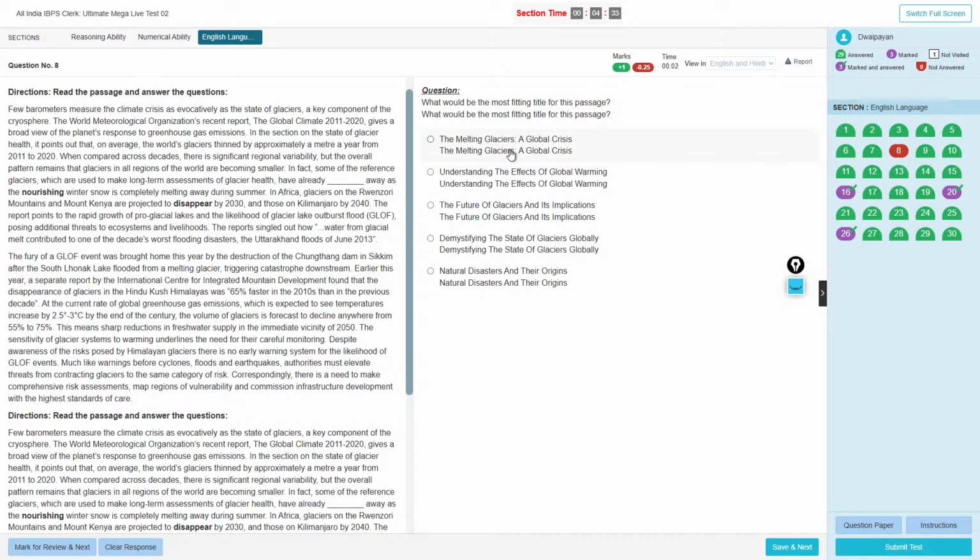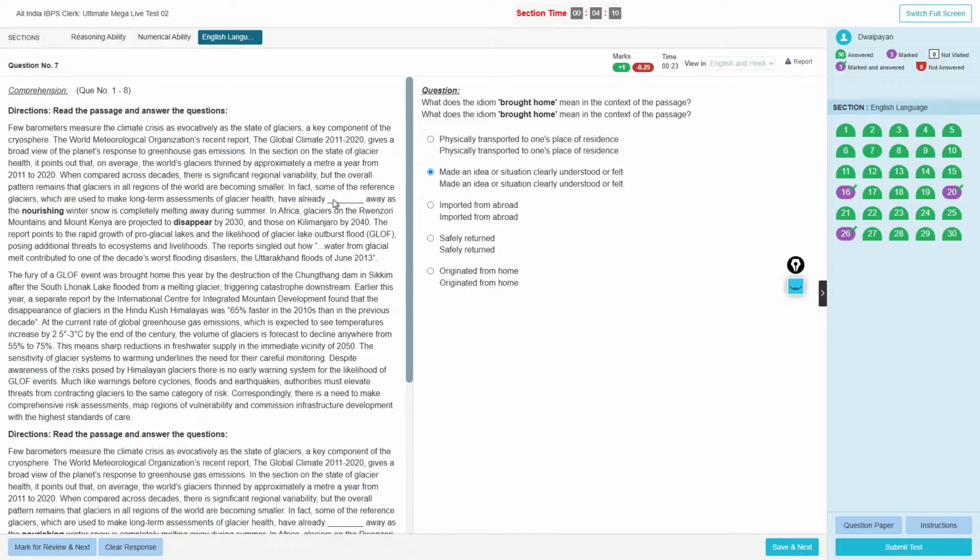Most fitting title: Melting Glaciers, a Global Crisis. Understanding the effect of global warming. No. Future of glaciers and its implications. Okay, maybe. I think melting glaciers, a global crisis, because the whole world is included here and mainly it's about melting glaciers. So that one is perfect. Okay, brought home.